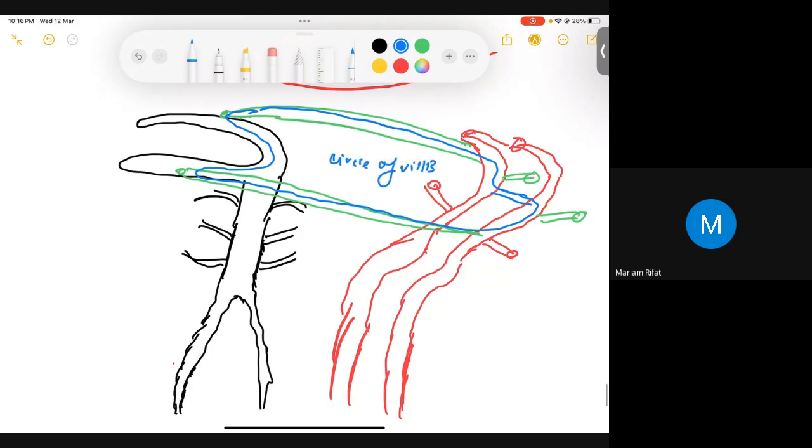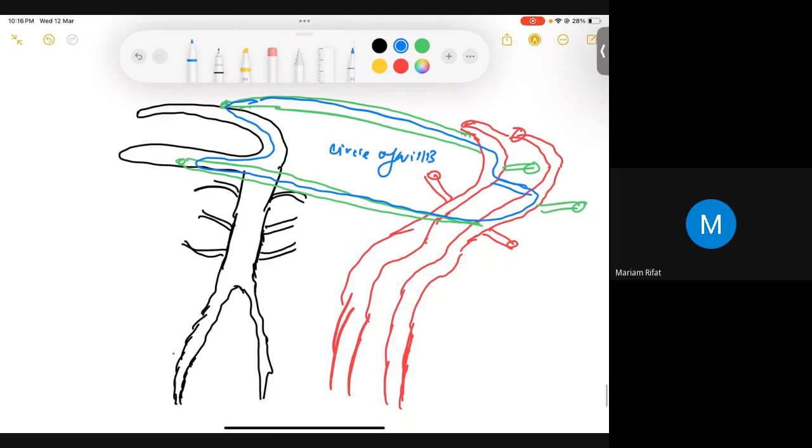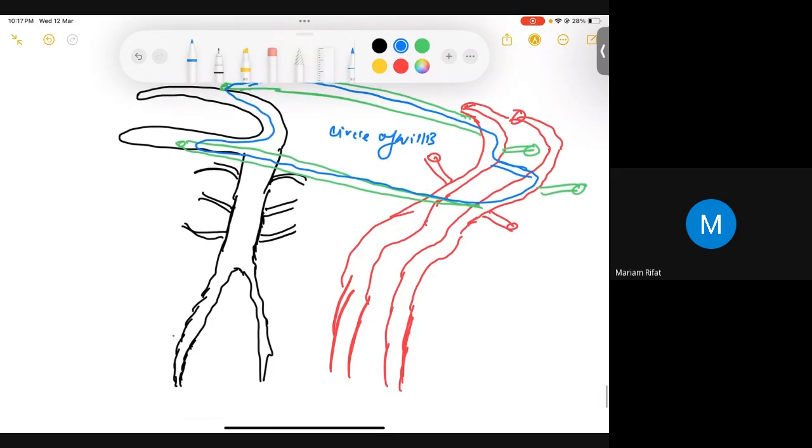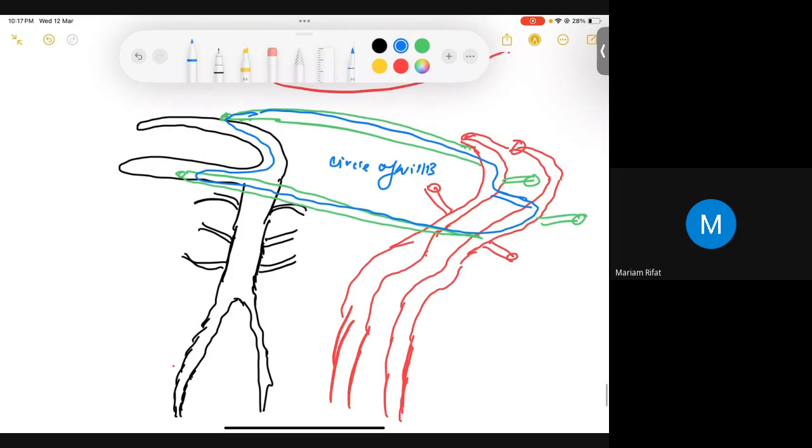Is that clear? The circle of Willis is present in the subarachnoid space, right? And what's the importance of that? You guys can see the circle of Willis connects a lot of arteries with one another, right? So for example, it has a big anastomosis. If one area is compromised, the blood can move to the other areas, right? So it's very important for that.